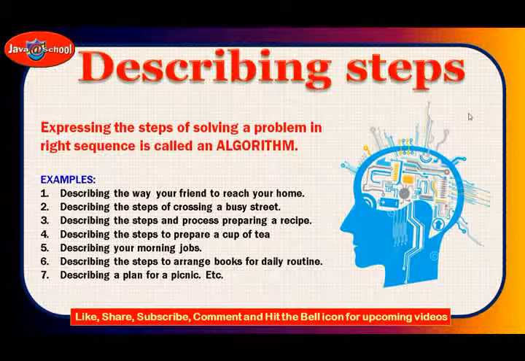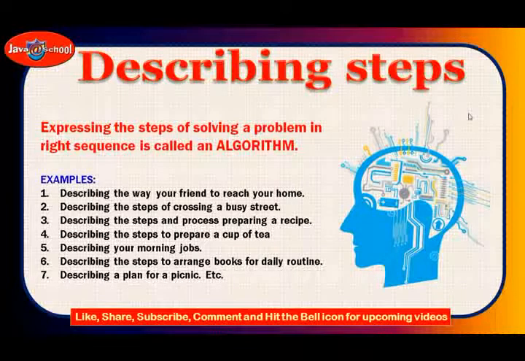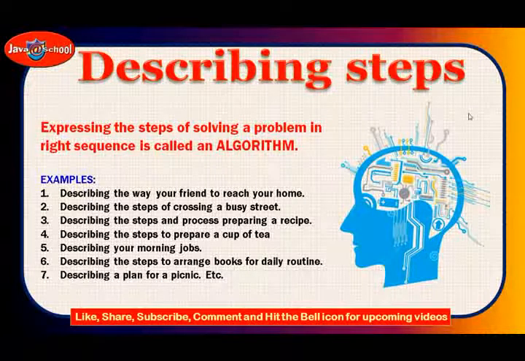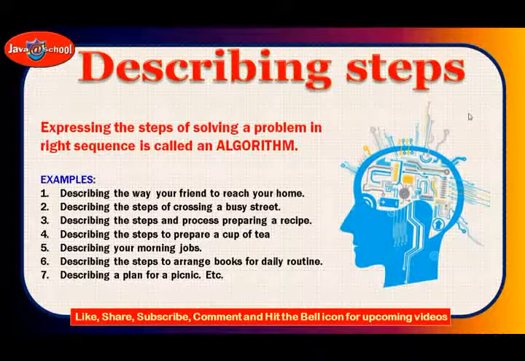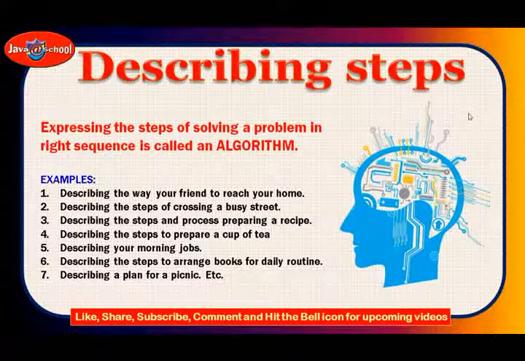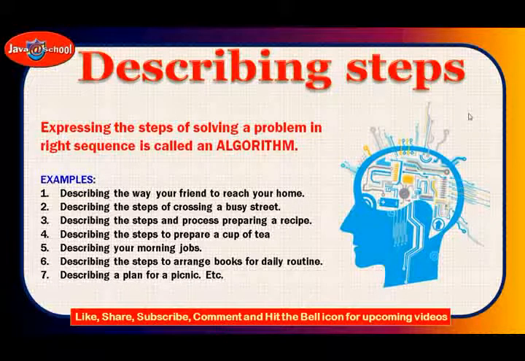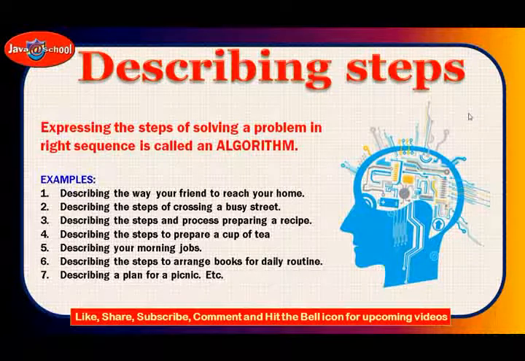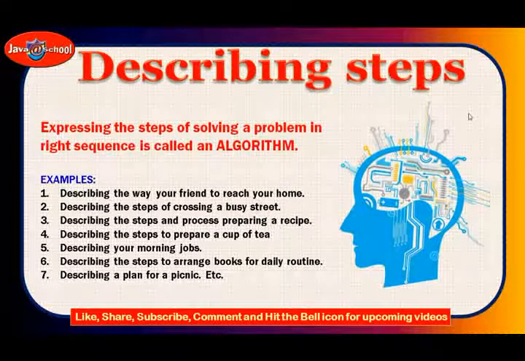Describing how to prepare a cup of tea: when you write it on paper, step by step in simple English, it is an algorithm. Describing the daily morning job: what we do as soon as we get up and open our eyes in the morning, what all actions we do, maybe till we finish our breakfast, or till we get ready, or till we reach the office. When you describe all these actions step by step, it becomes an algorithm.